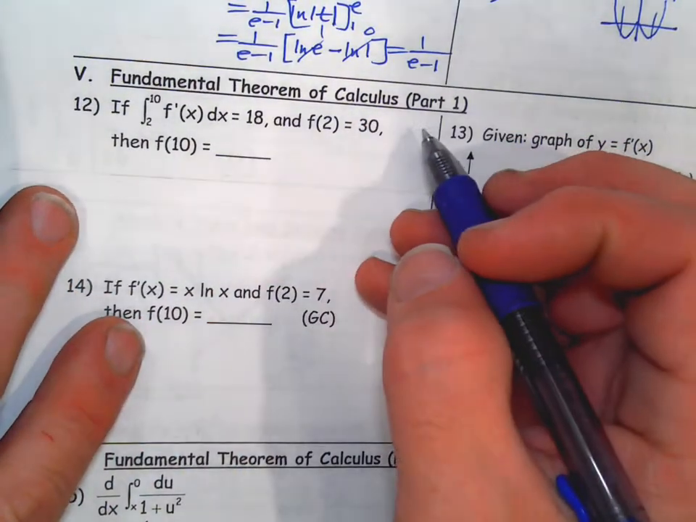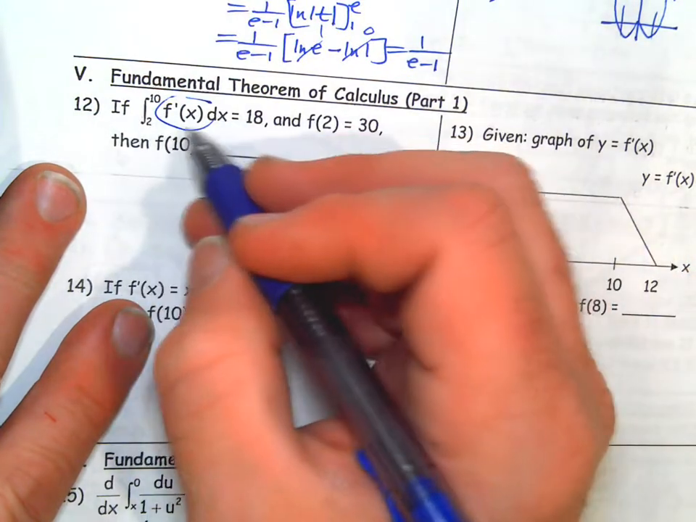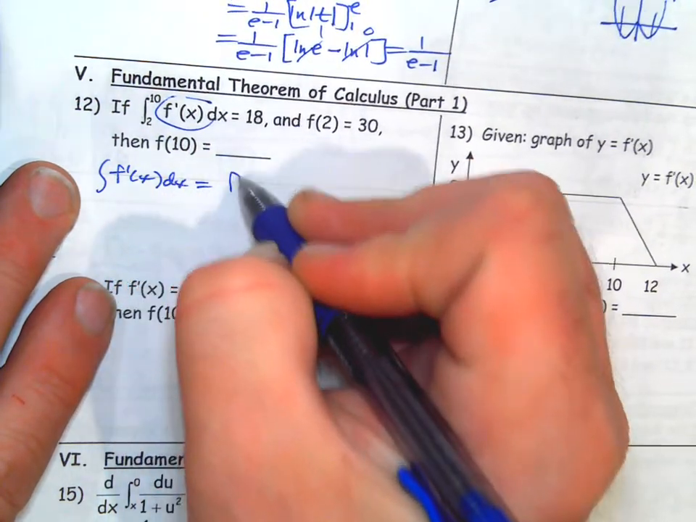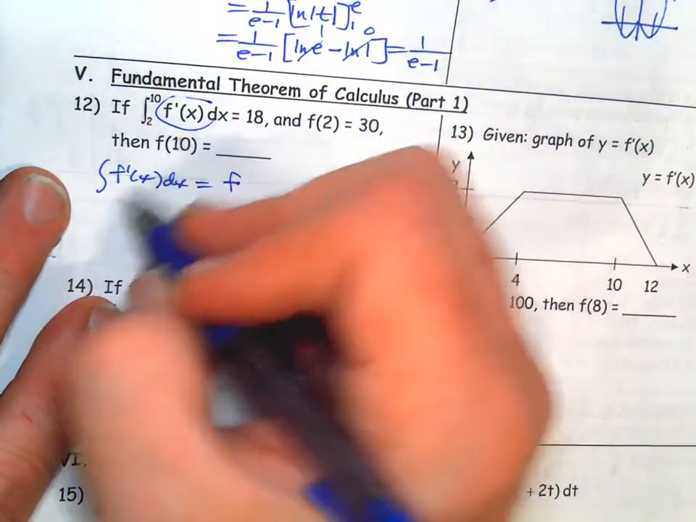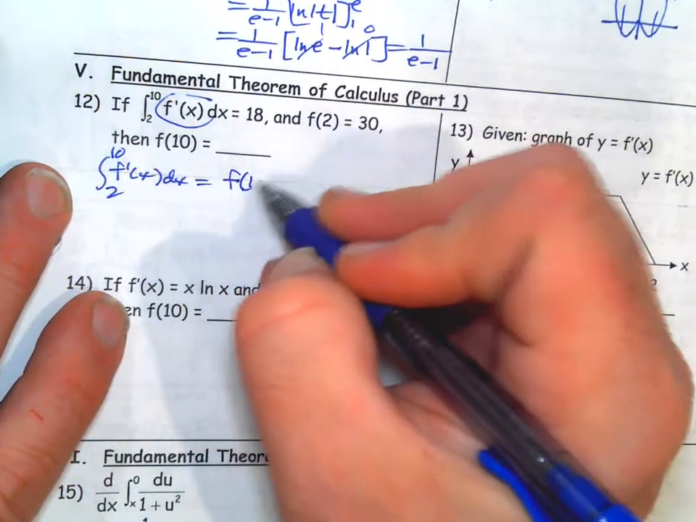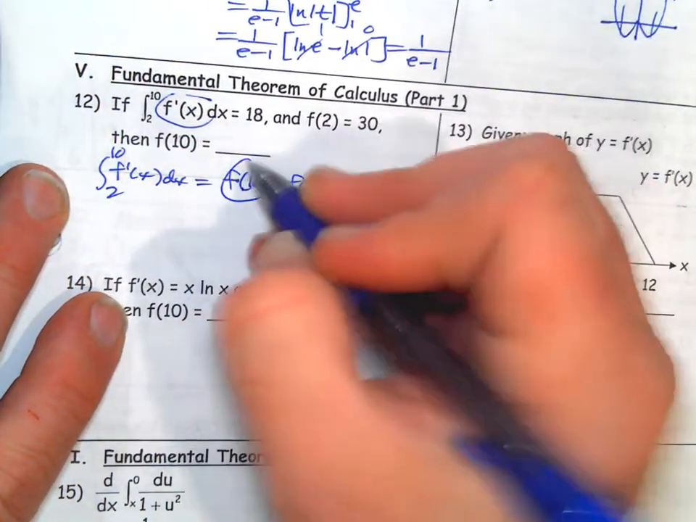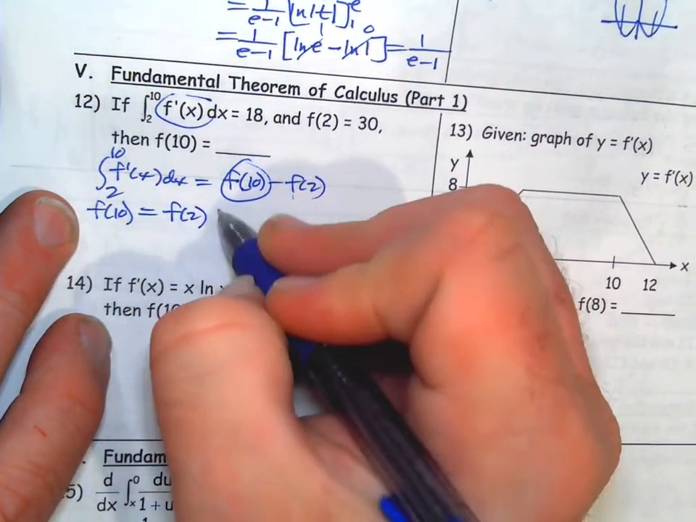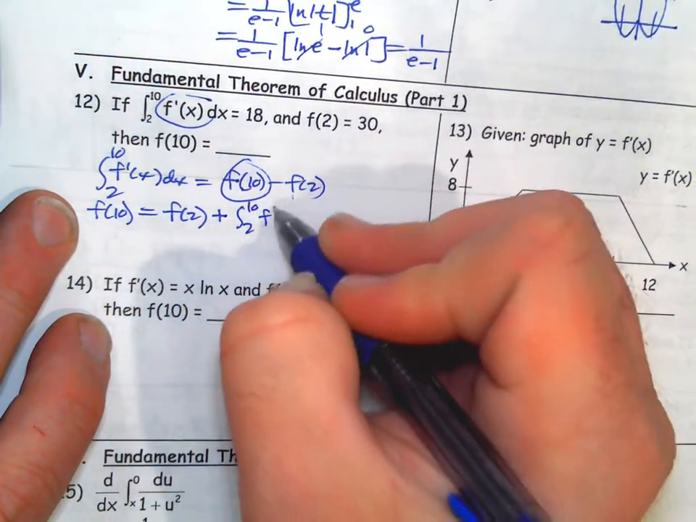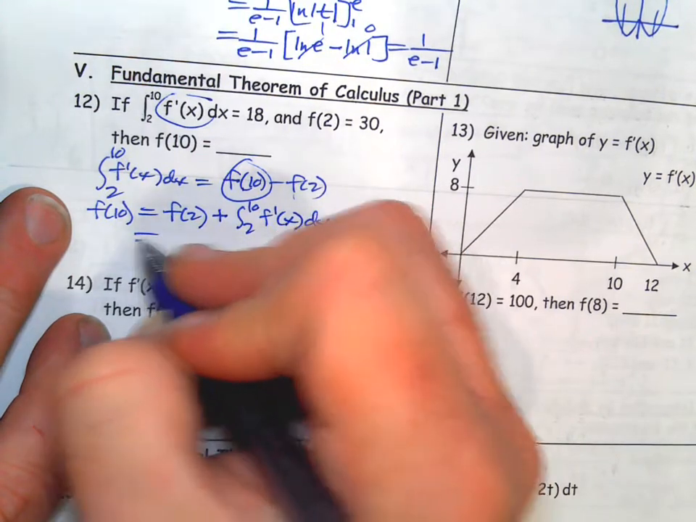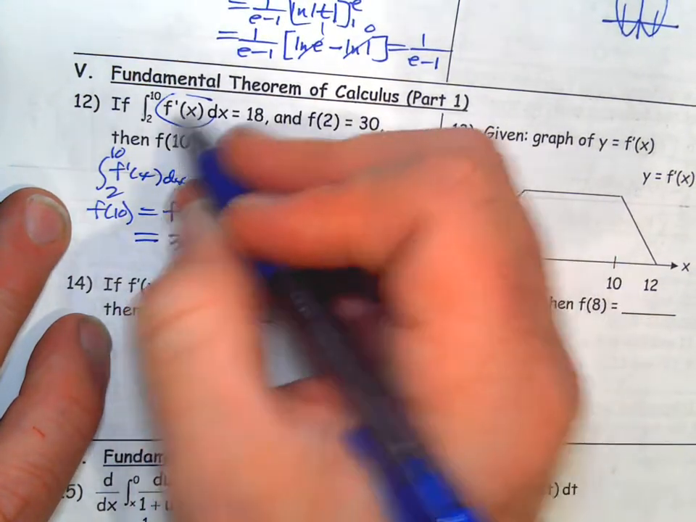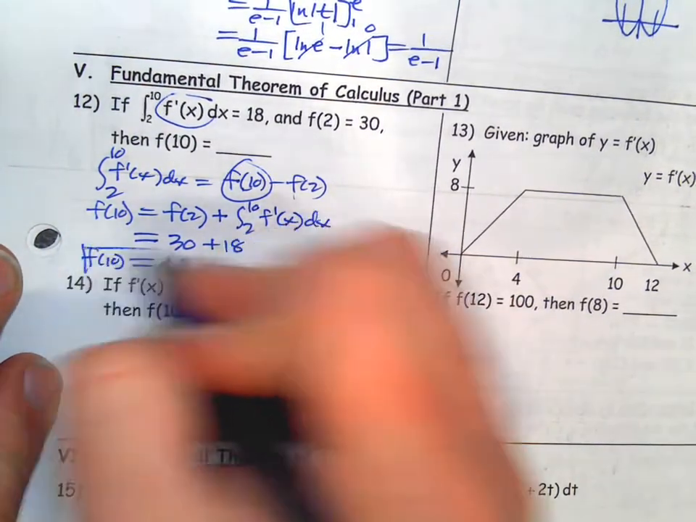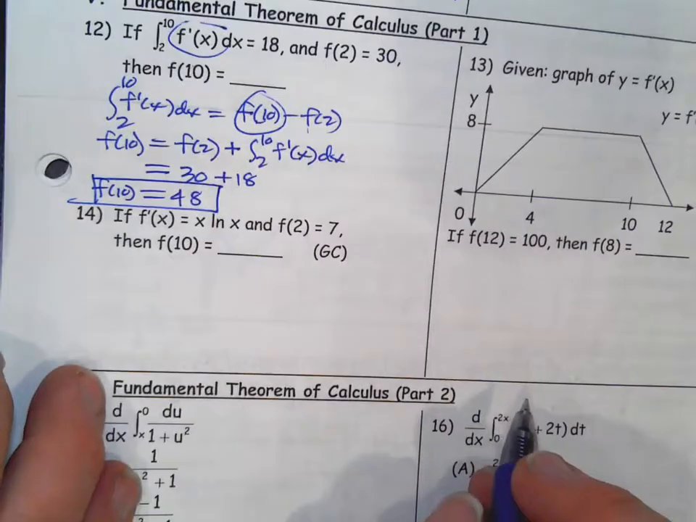Okay, fundamental theorem of calculus part 1. If I give you the integral of a derivative, you say, oh yeah, if I integrate the derivative, this is the fundamental theorem of calculus part 1, I get the original function. If I know 2 and I want 10, let's put those in the limits, because then I get f of 10 minus f of 2, and I want f of 10. So now, if I just add this to the other side, I get f of 10 equals f of 2 plus the integral of 2 to 10 of f prime of x dx. And f of 2 is 30, and the integral from 2 to 10 of f prime of x is 18. So I get 48. Nice, right?